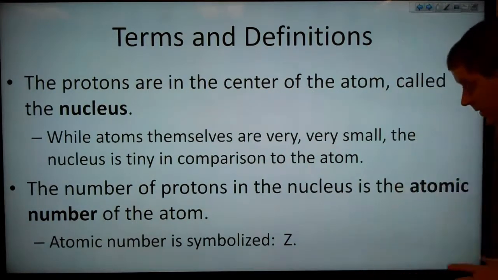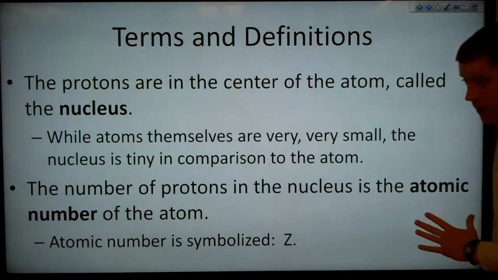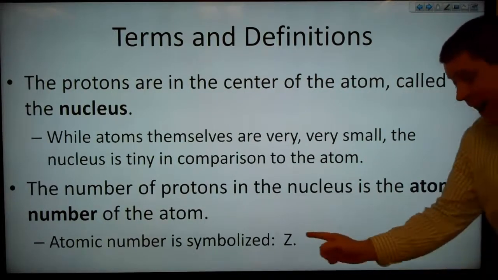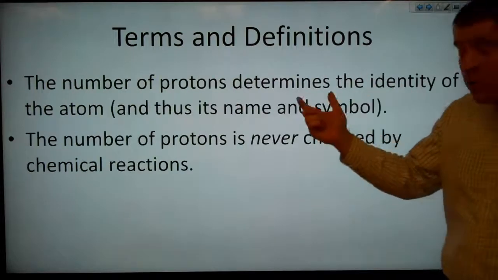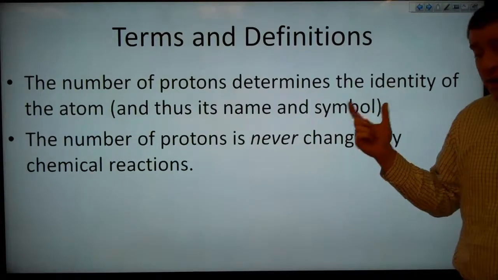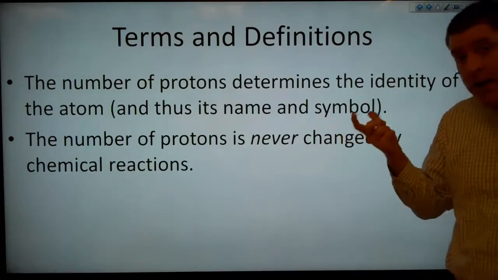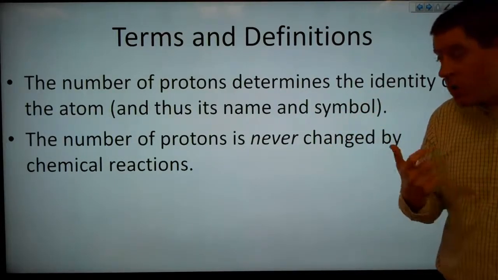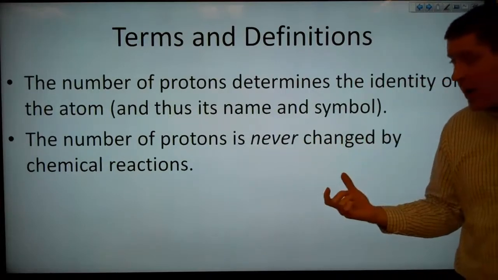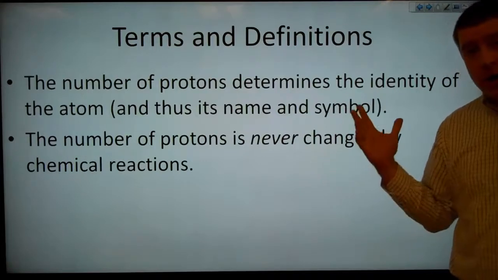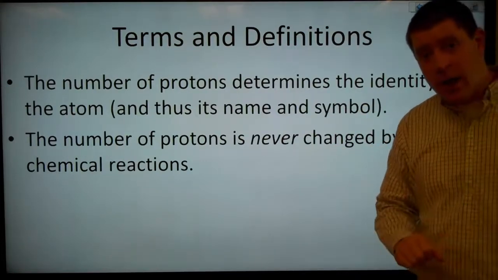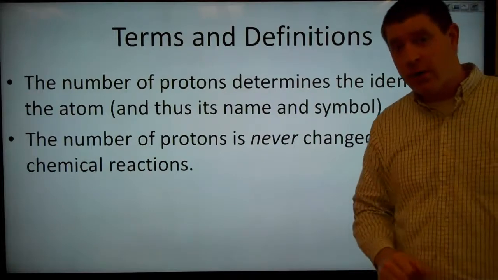The number of protons in the nucleus is called the atomic number of the atom, and the atomic number is symbolized with a capital Z. Now, the number of protons, the atomic number, determines the identity of the atom, and thus its name and its symbol, which is why the atomic number is a special quantity for us. The number of protons is never changed by chemical reactions. We can change the atomic number by nuclear reactions, but in chemistry, we generally aren't dealing with nuclear reactions unless we're specifically talking about nuclear chemistry.